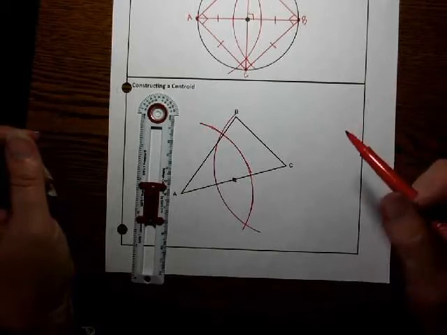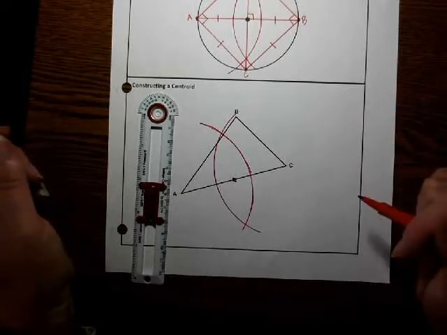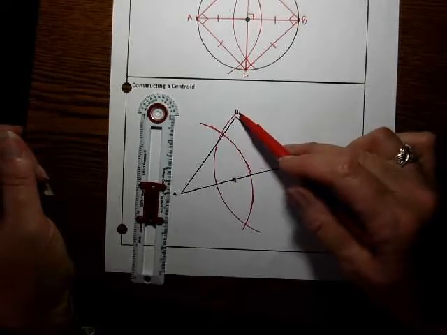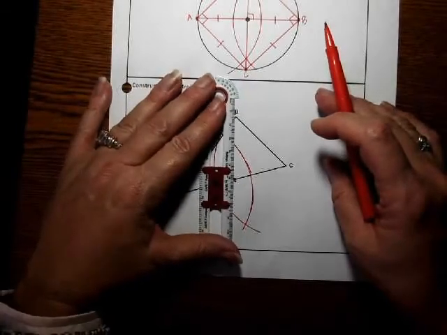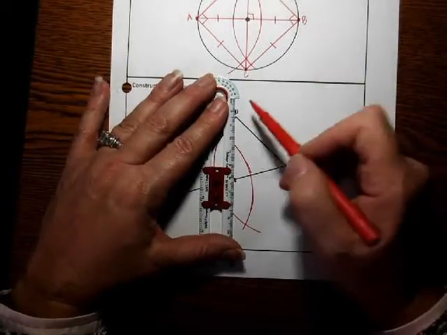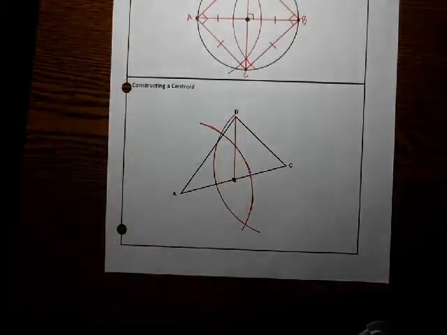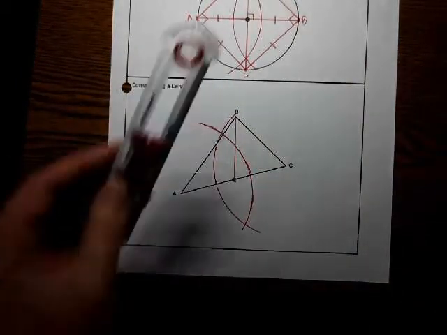Now we're going to draw what's called a median. A median is a segment that goes from the midpoint of one side to the opposite angle. So we're going to draw a segment here, and it's called a median, that goes from the center of a side to the opposite angle. Now I'm going to do this with another side over here, BC.